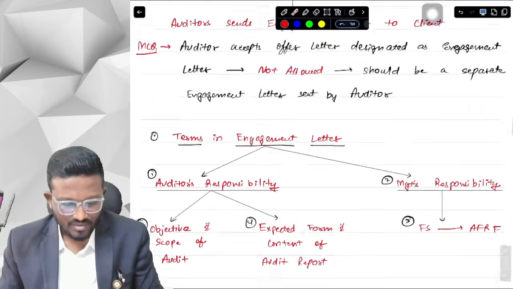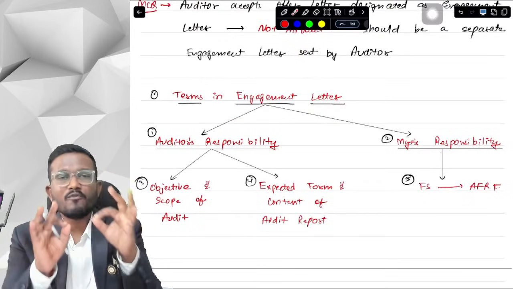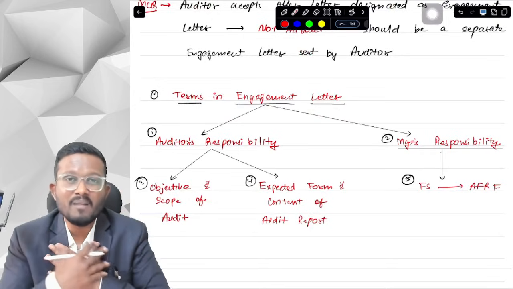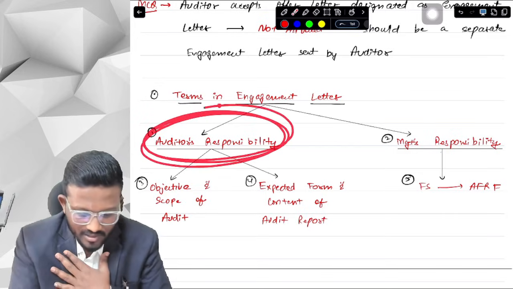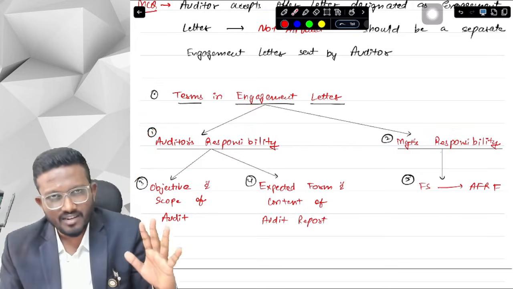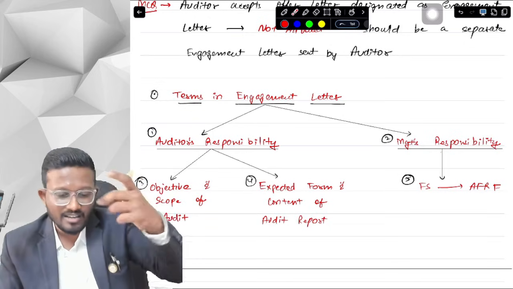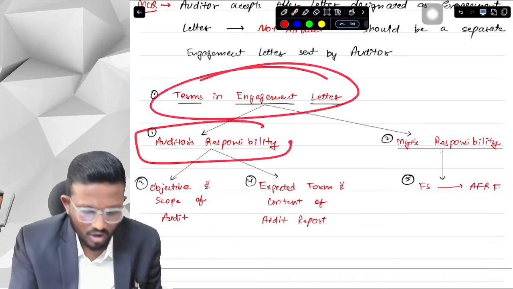Okay, yes, sir. Now, what are the terms in the engagement letter that we need to discuss with the client? First of all, I will share about my responsibility. What is the auditor's responsibility? We don't need to know about it now. We will discuss it in ISA 700. But for now, you just need to know what the things coming in the terms of the engagement letter are. First of all, it talks about the auditor's responsibility.